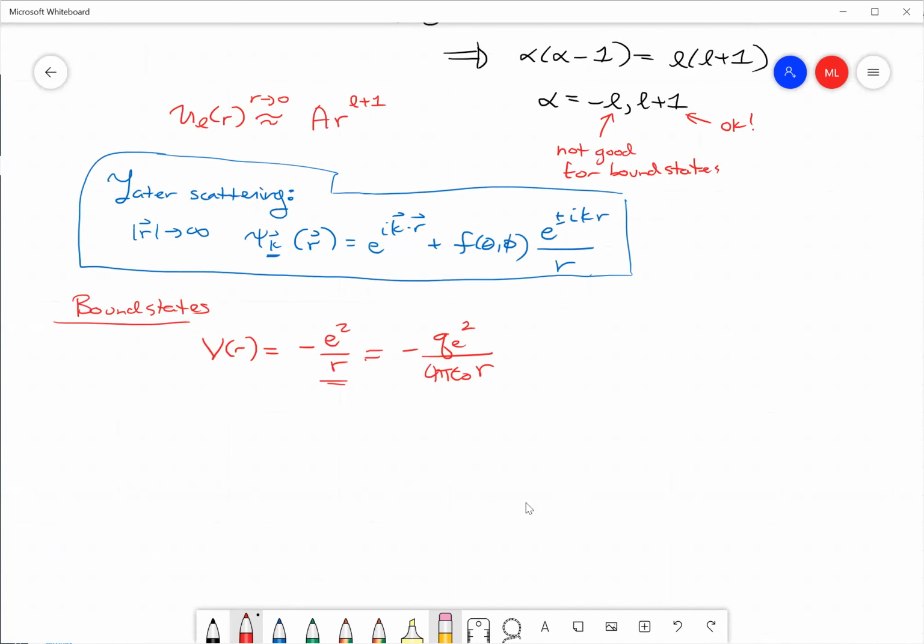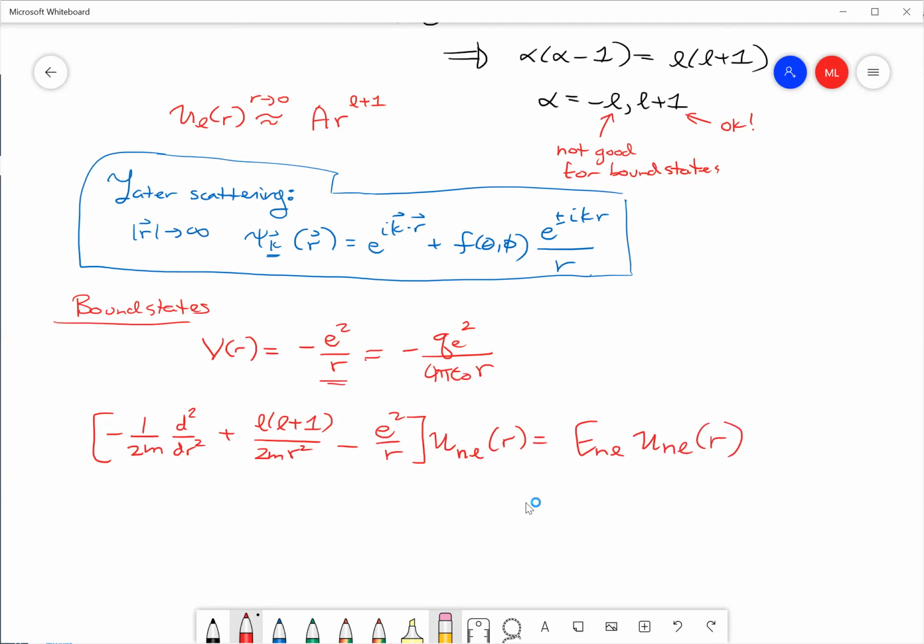Okay, so what's our differential equation? It's minus 1 over 2m, and let me just put in the derivatives now. We've got the centrifugal part, 2m r squared, and then we've got a minus e squared over r. We're looking for bound states, which might be labeled with their own quantum number for each fixed L, and for each fixed L there might be a set of possible energy eigenstates. That's the differential equation we're trying to solve.